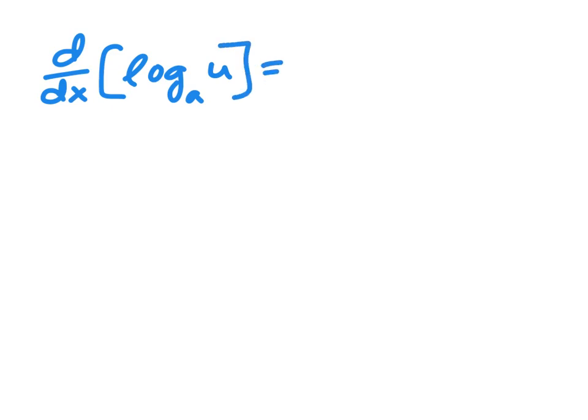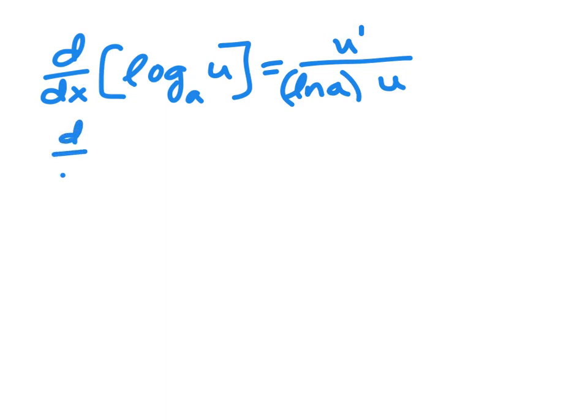Well, the derivative of that is just going to go to u prime over u, but the only difference is because I have a base other than e, it's not like natural log, which went to u prime over u. I have to actually divide by the natural log of the base a in front. So it's u prime over ln a times u, all in the denominator.